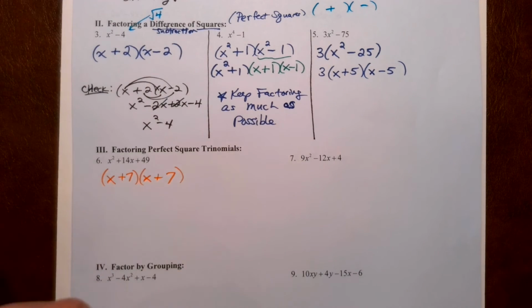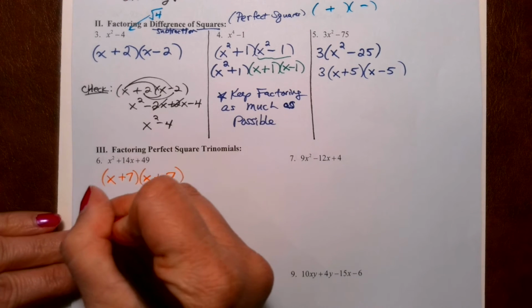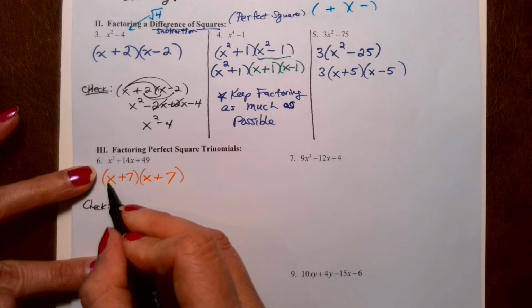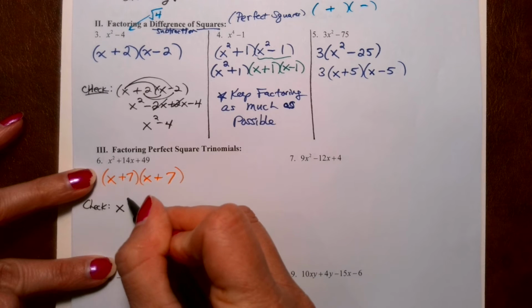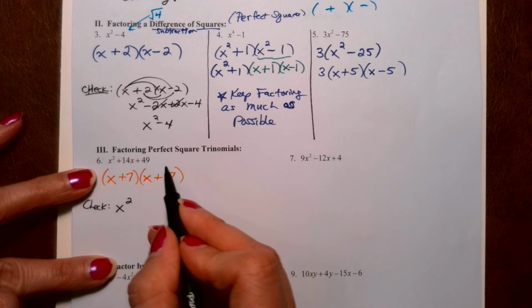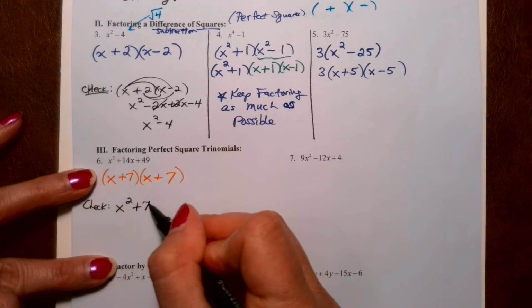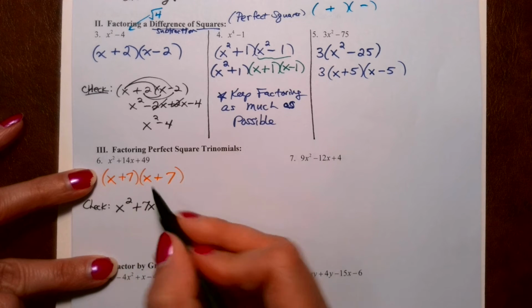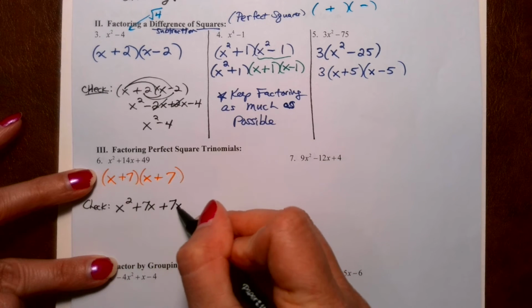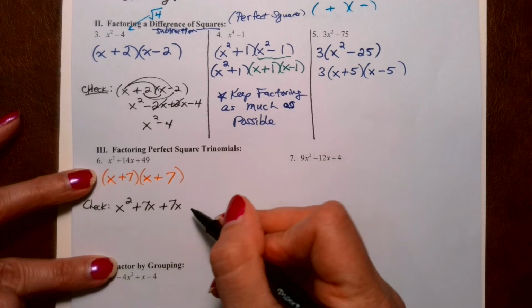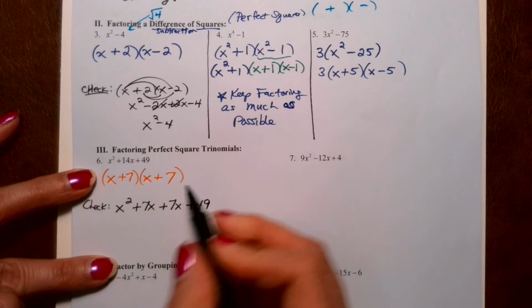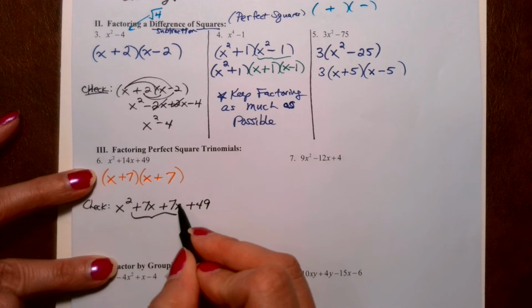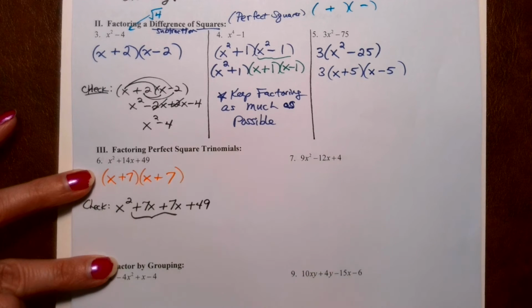Let's go ahead and show you how this checks. X times x makes x squared. The outers make plus 7x. The inners make plus 7x. And then the last make positive 49. So a plus 7x and a plus 7x makes a 14x.